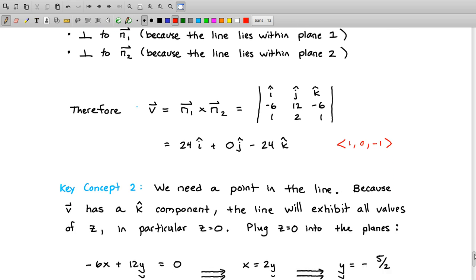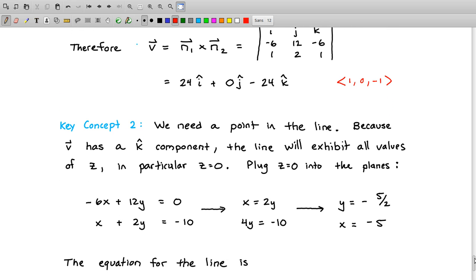I think I've gone ahead and used 24, but that's fine. They both give the same answer. So now we have a direction vector. The last thing we need is a point. And this is not trivial, but we can work our way towards finding a point on this line.